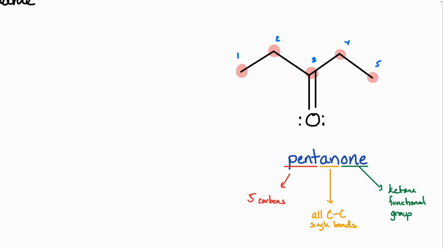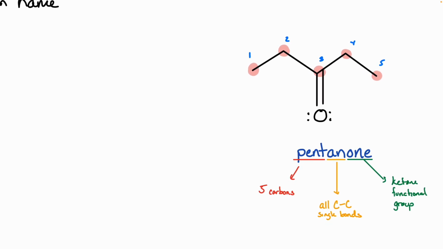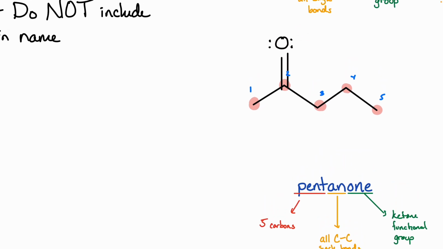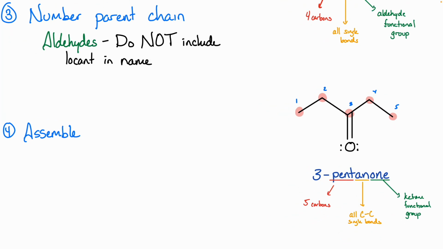Cool, and we numbered this parent chain here. We see that this ketone group, this carbonyl group, is on carbon 3. Do I have to include that in the name? All right, if I picked this carbonyl group up and moved it, would this also be a ketone? Yes, and it would be a different ketone, different physical properties, all that sort of jazz, right? This would be 2-pentanone. I need to indicate that I'm talking about a specific ketone here. This would be 3-pentanone here, right? So for aldehydes, we do not have to include the locant. For ketones, we do include the locant in the name.